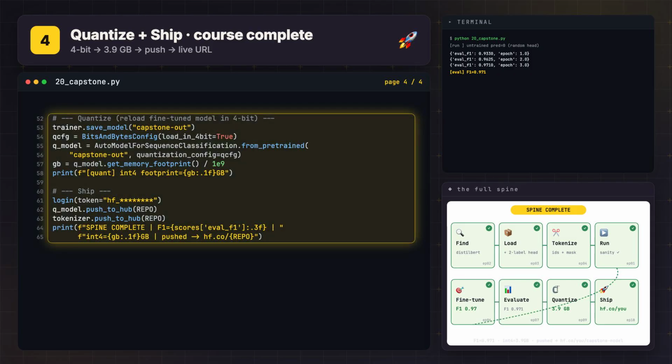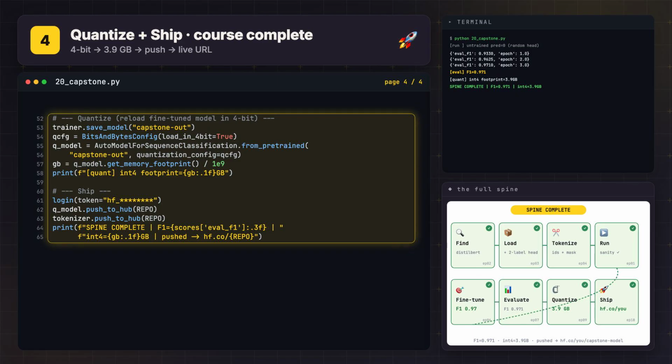Page 4 is quantize and ship. We build a bitsandbytes config with load_in_4bit true, and reload the fine-tuned model under it. The footprint drops to 3.9 gigs. Then log in with the token and push to hub, capstone model, on both the model and the tokenizer, with the F1 written into the commit. The last line prints the spine complete banner with the F1, the size, and the live hub URL.